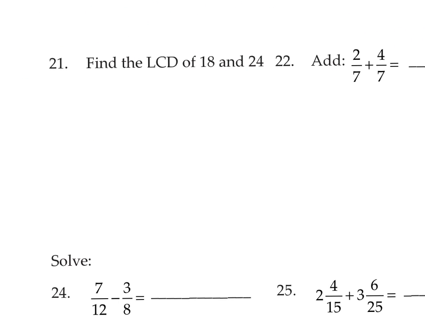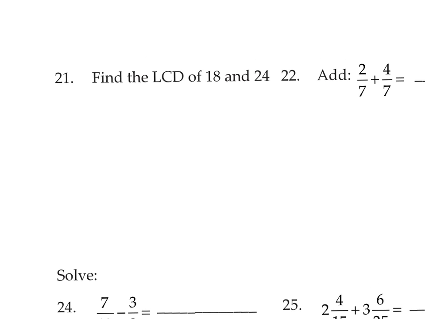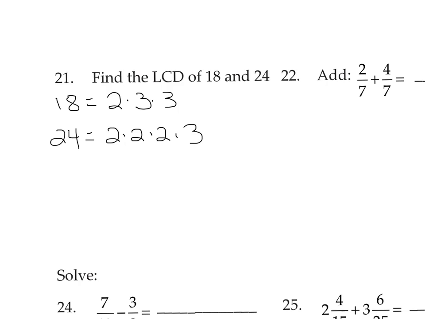All right, find the least common denominator of 18 and 24. Okay, to find the least common denominator of 18 and 24, we're going to write them as prime factors, and you can use the tree on these if you want to off to the side. When you break down the 18, you end up with 2 times 3 times 3. When you break down the 24 to prime numbers, you end up with 2 times 2 times 2 times 3.